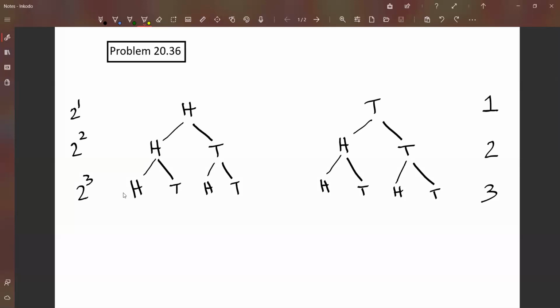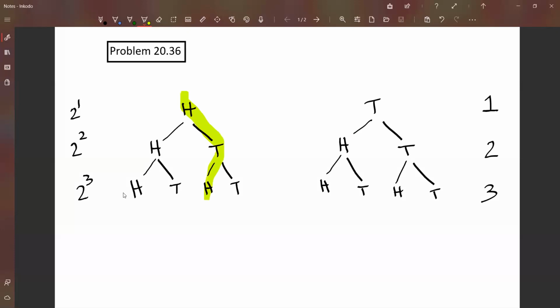Let's focus on one specific outcome. It's possible that in this procedure of tossing a coin 3 times in a row, you first tossed heads and then tails and then heads. That is one possible outcome of these several possible outcomes of tossing a coin 3 times in a row.